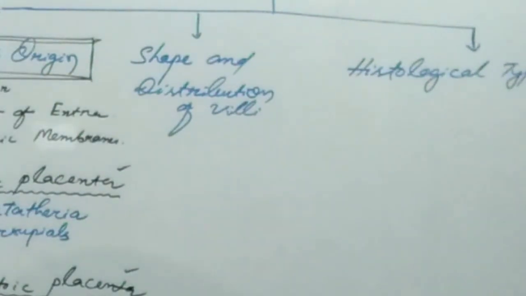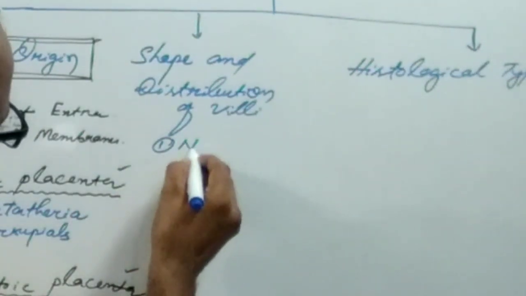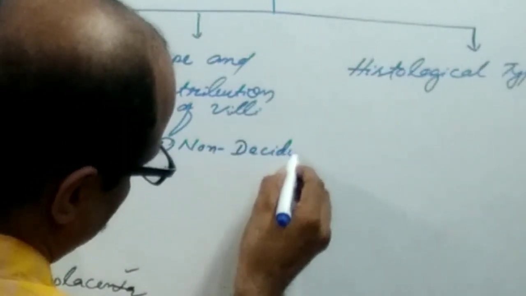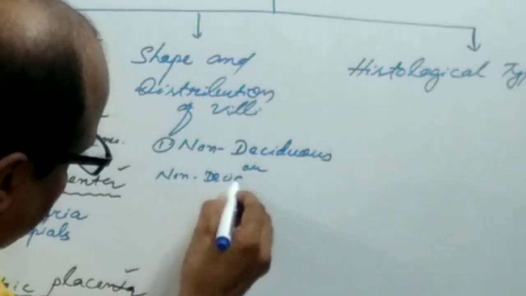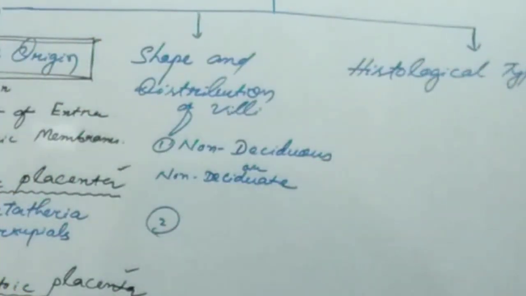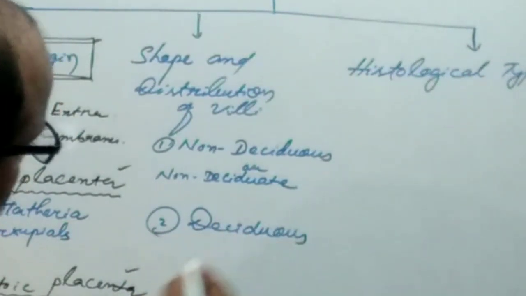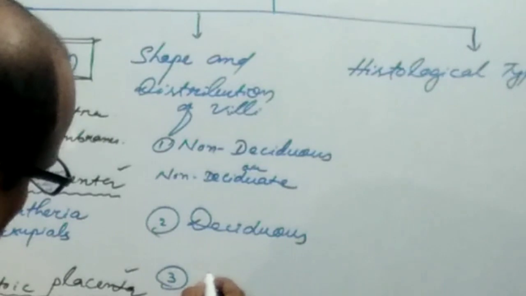Now come to another criterion. This is the shape and distribution of villi. On the basis of shape and distribution of villi, the placenta may be of three types. One may be the non-deciduous, or non-deciduate. The second may be the deciduous, and the third one may be the contradeciduous.